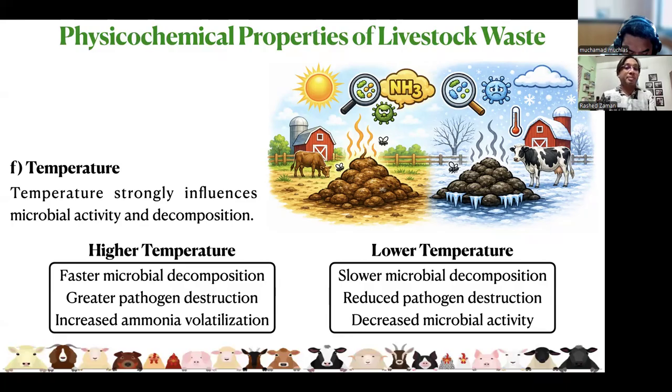Then the greater pathogen destruction, because at high temperature, some harmful bacteria or microorganisms cannot survive, they die. And it also increases the ammonia volatilization. It means that higher temperature can increase the release of ammonia gas from the livestock waste, as the decomposition rate gets higher at the higher temperature.